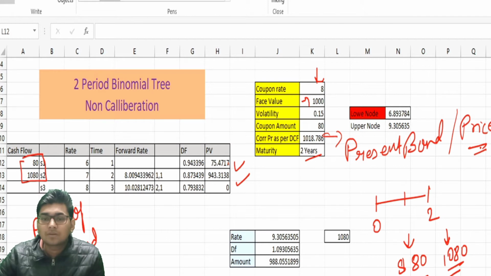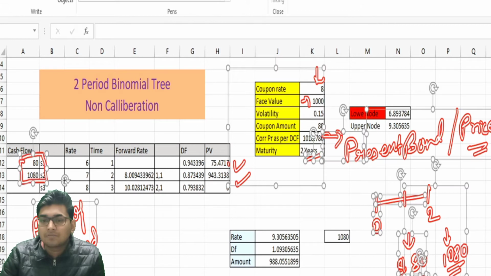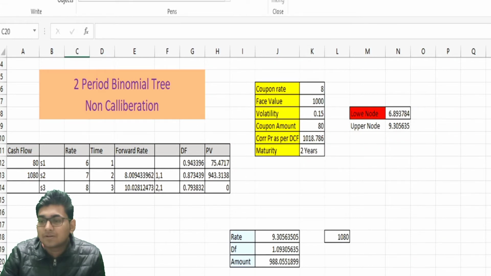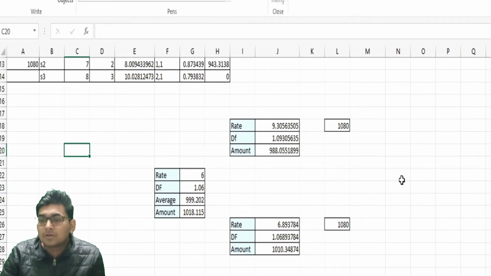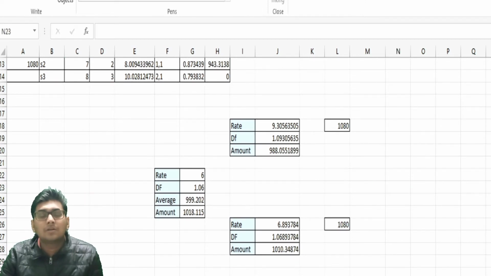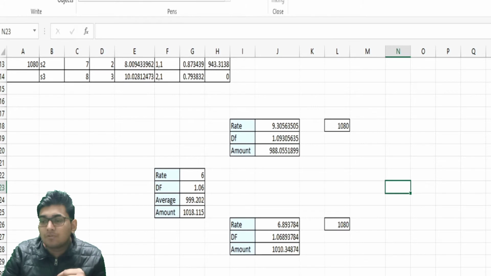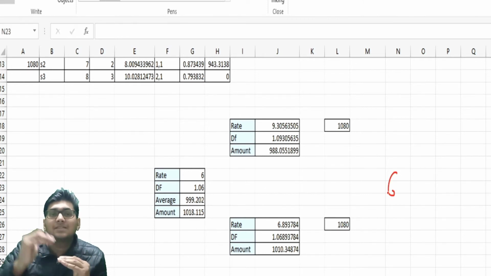Now if you remember how to create a basic binomial tree, we have a forward rate. Forward rate is 8%. Now how to calculate the top node and how to calculate the lower node? From the forward rate, it is e to the power sigma up and e to the power sigma down. From 8% it is e to the power sigma up and e to the power sigma down.